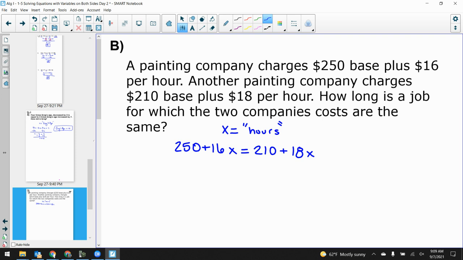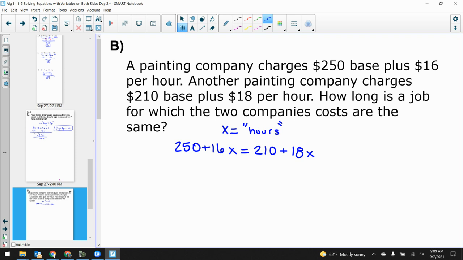I've got 250 base, which means that's the initial amount. The base amount, the base price, that's the initial amount. You're not going to keep paying that amount. That's just a one-time fee. Plus $16 per hour. That's where my times x comes in.